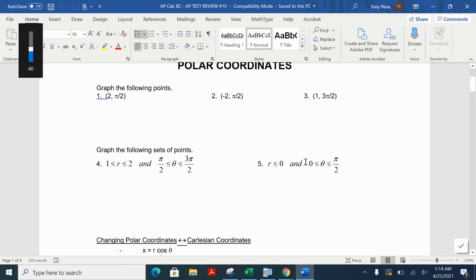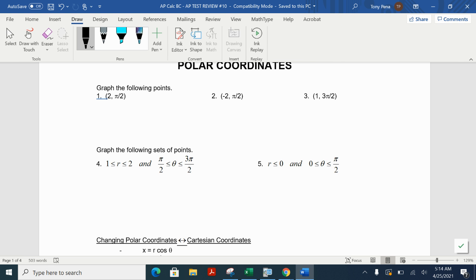So this review, as you can see at the top there, is on polar coordinates. So the first thing that I have here is just recalling how to graph polar coordinates, what they're comprised of. So this is always r comma theta, where r represents the number of steps that we're going to be taking from the origin, and then the angle is the angle in which we're going to be taking those steps.